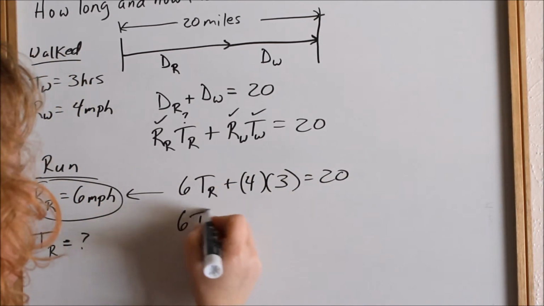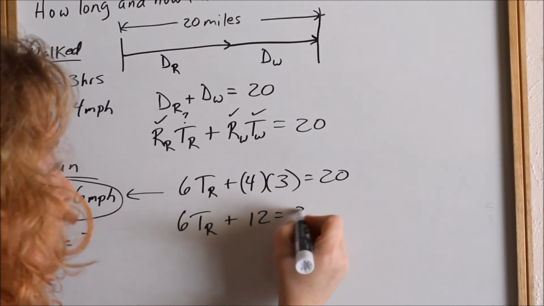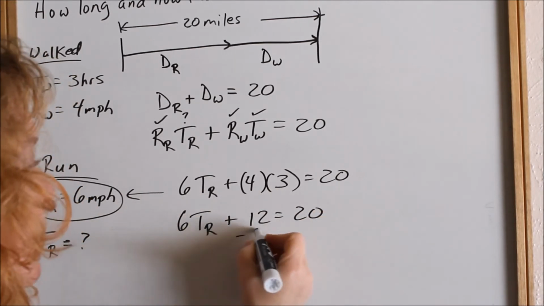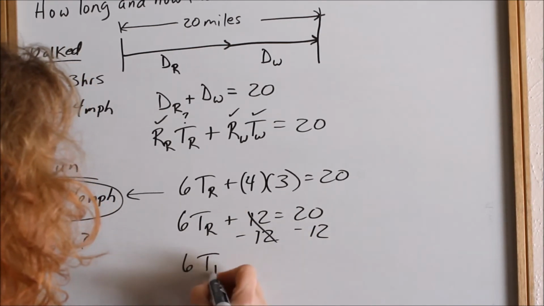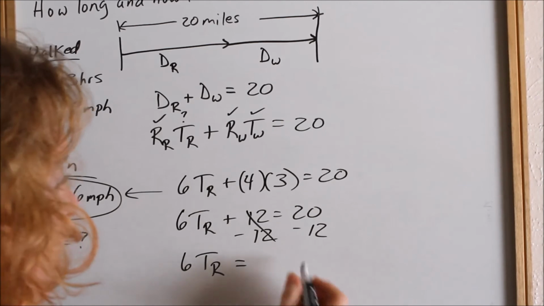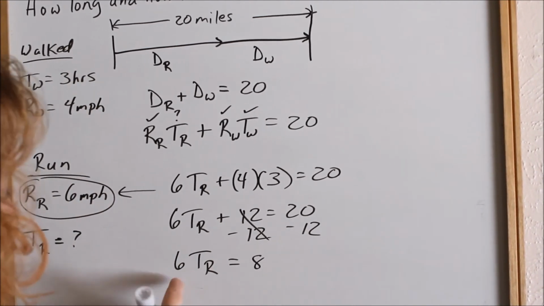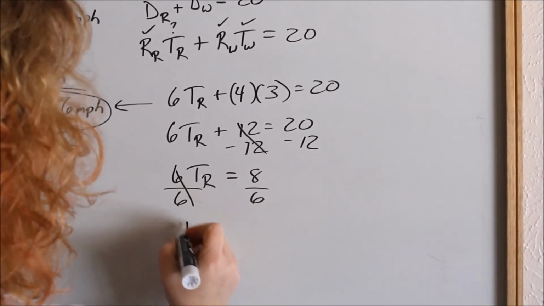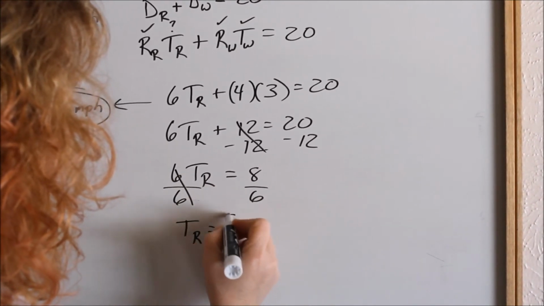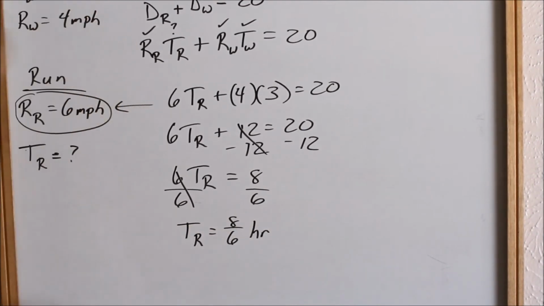So I can say 6 times t_r, plus 12, equals 20. Multiply this out and get my numbers all on one side. This just becomes algebra at this point. So 6 t_r equals 20 minus 12, that would be 8. And then divide both sides by 6. So the time that he ran is 8/6 of an hour.